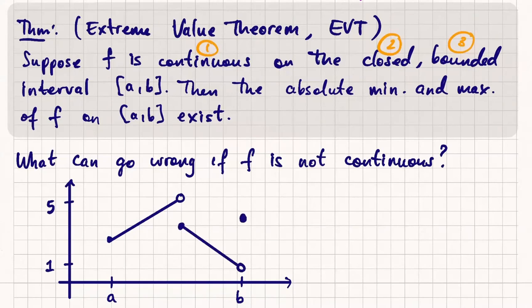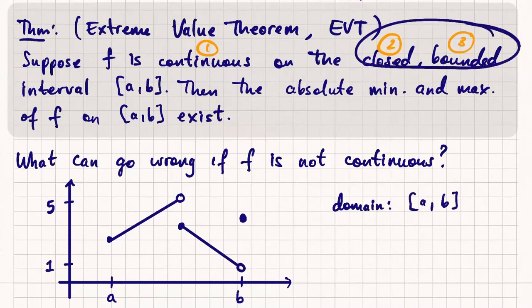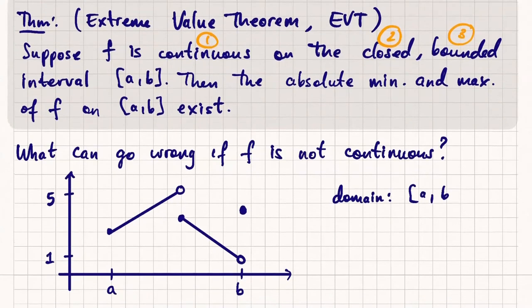So this function has domain AB, right? So conditions 2 and 3 are true. The domain of this function is a closed and bounded interval, right? You can check that every single x value in this interval does have a y value. I mean, there are open holes, but every single x value does have a y value. Now, does it have a minimum? Does it have a maximum? There is no minimum and there is no maximum.